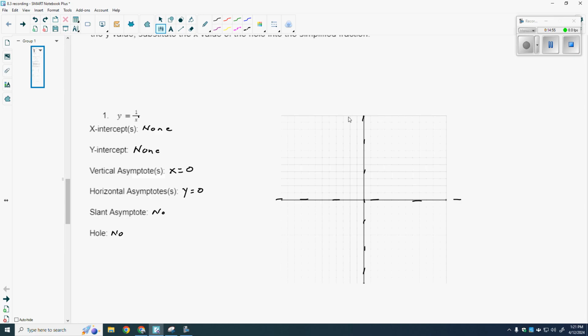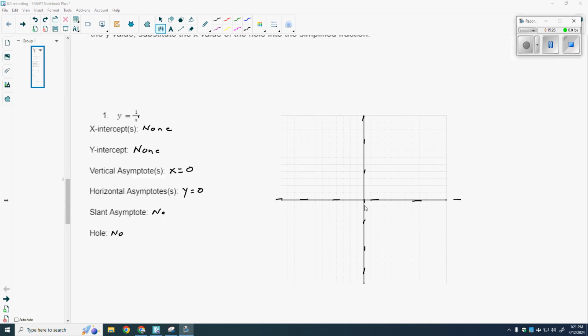Vertical asymptotes divide your graph into different regions. If you have one vertical asymptote, you'll have two parts to your graph, one on this side, one on this side. If we have two vertical asymptotes, you'll have three parts to your graph. If you have four vertical asymptotes, you'll have five parts, and so on. You always have one more part than you have vertical asymptotes.